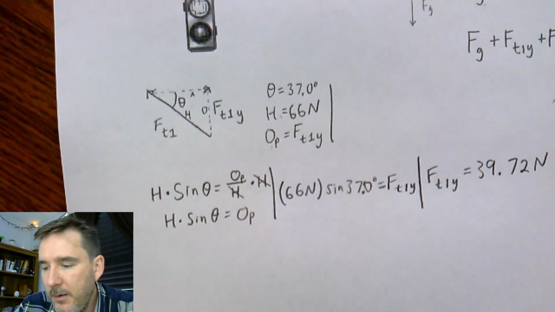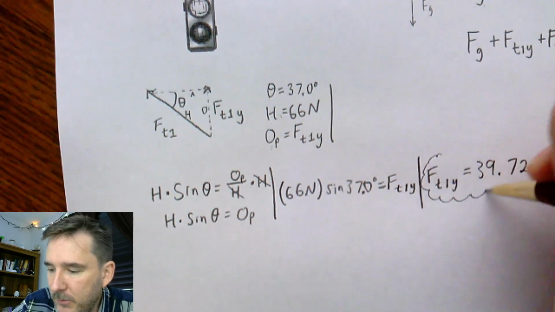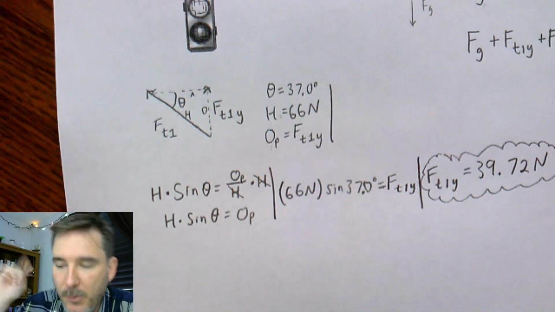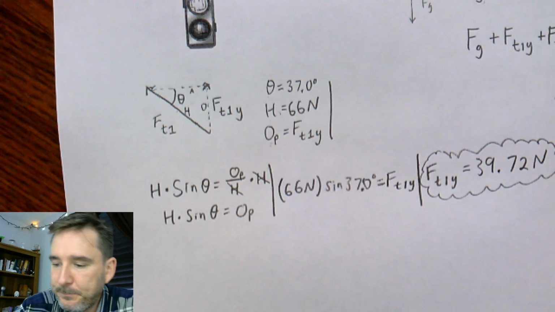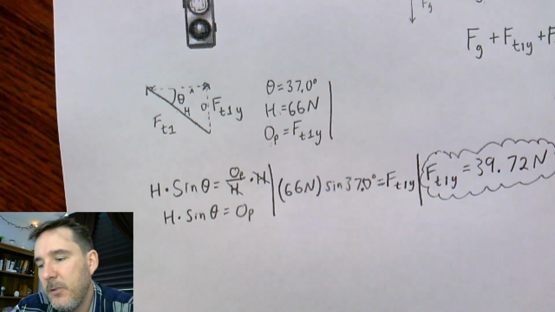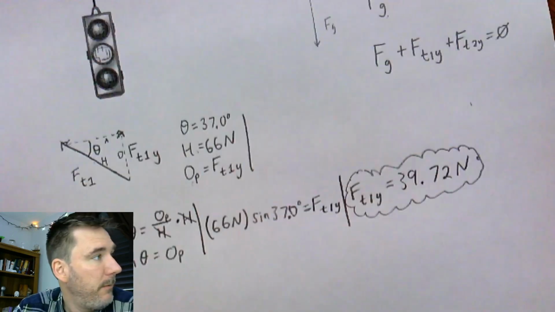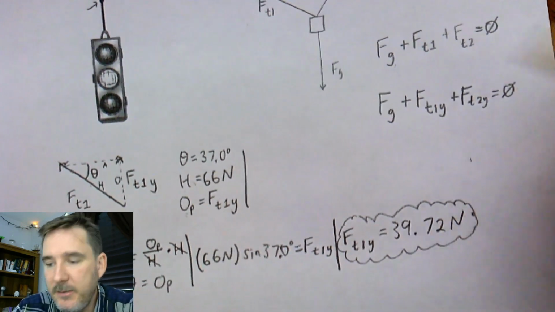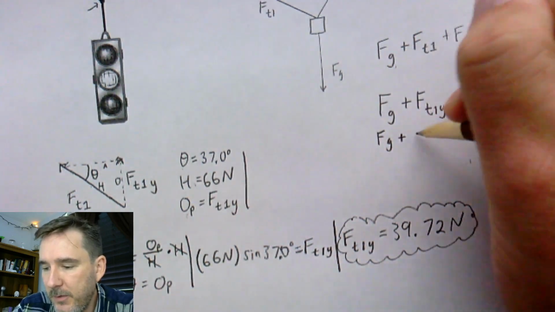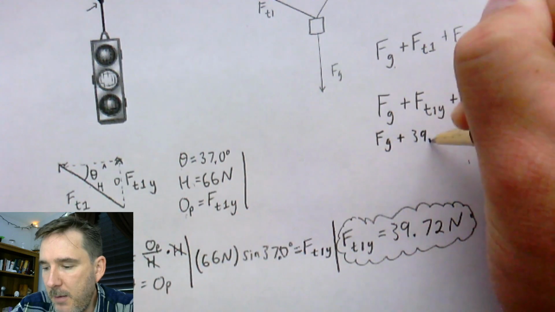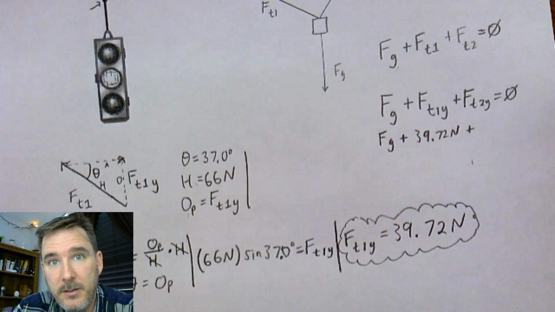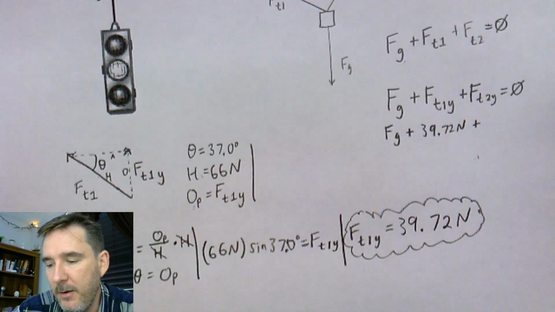All right. Now, this is not our final answer, but it is important. So I like to put little fluffy clouds around it just so that I could be like, okay, this is one thing and it's important. It's an important step. And we now have our FT1Y. So what I'm going to do is right above that, I'm going to replace this with a piece. It's an important piece of the puzzle. So FG plus 39.72 newtons plus something is going to give us 0. All right, so I'm going to leave that there.